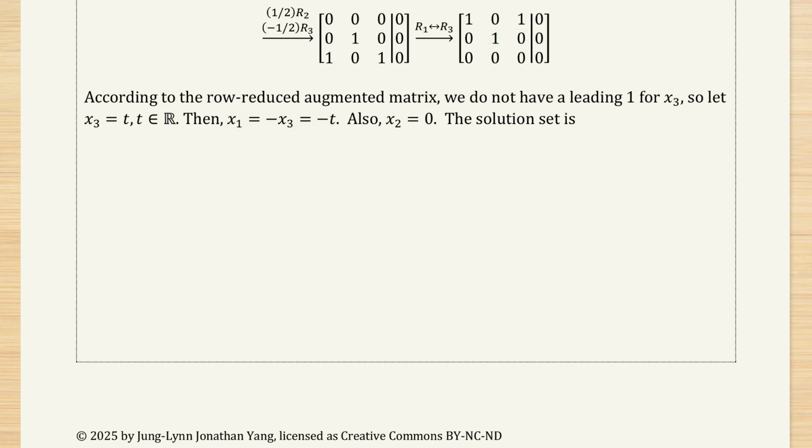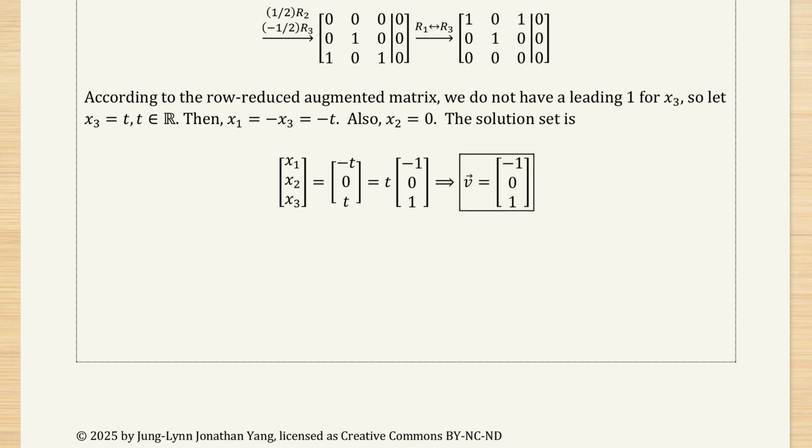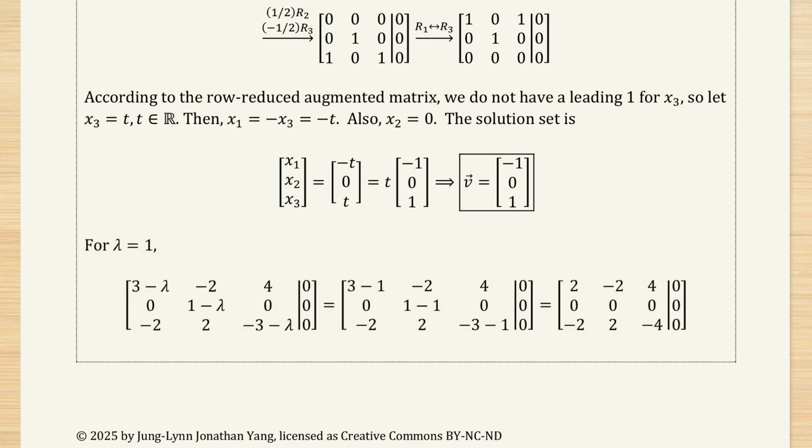Our solution set is, in vector form, x1 equals negative t, x2 equals 0, and x3 equals t. Factoring out t, we have the vector negative 1, 0, 1, which is our eigenvector for the eigenvalue lambda equals negative 1. Now for the other eigenvalue lambda equals 1, we do something similar. We subtract lambda equals 1 from all the entries along the main diagonal of C. This is the coefficient matrix that's augmented to a column of zeros.